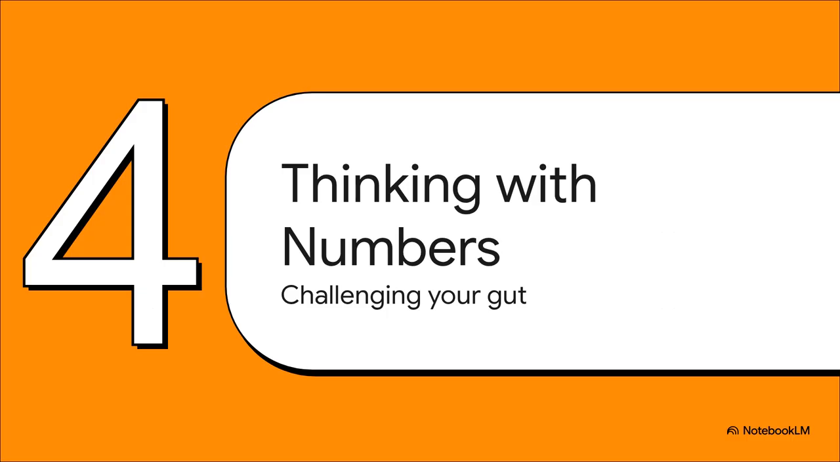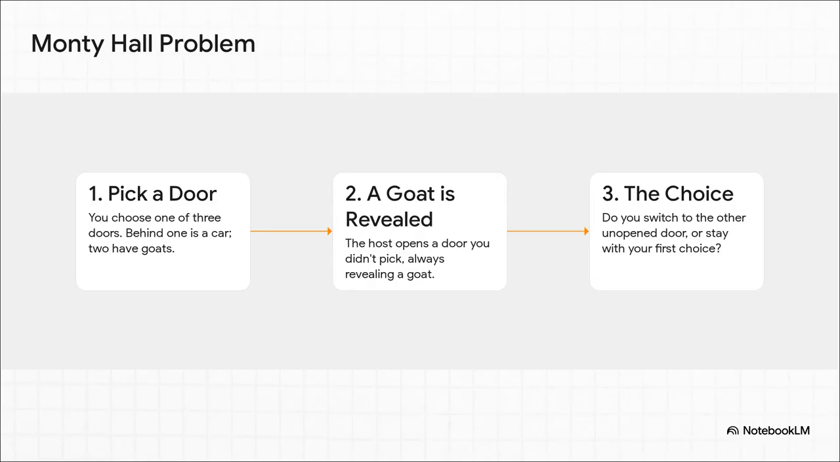Okay, for our last section, let's take this a step further. We're going beyond just spotting tricks and into the realm of true statistical thinking. And this is all about learning to challenge our own intuition. Because when it comes to probability, let's be honest, our gut feelings are very often just plain wrong. And there is no better example of this than the famous Monty Hall problem.